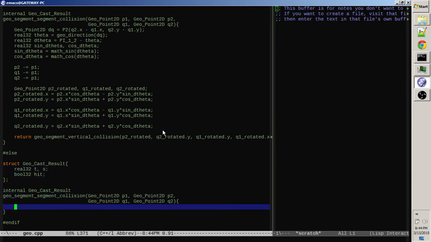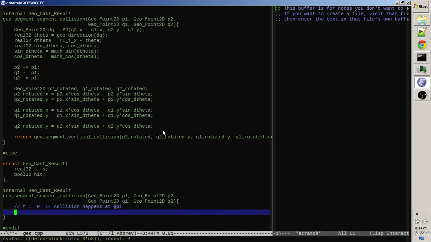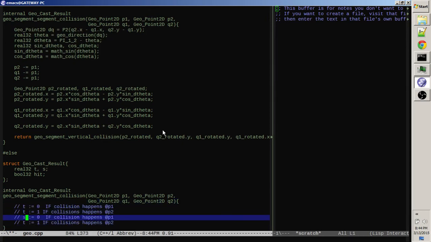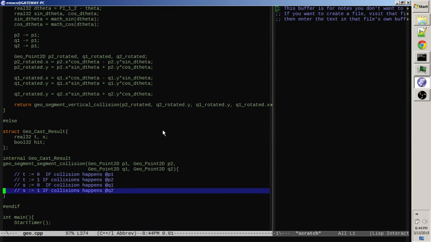To give you a little idea of how it's going to work, we want t to equal 0 if the collision happens at P1, okay? And we want t to equal 1 if the collision happens at P2. And the same idea on s this time. So the s is going to range from there to there with Q1 and Q2. Alright, so that's kind of how we're going to set this problem up. So how do we do that?